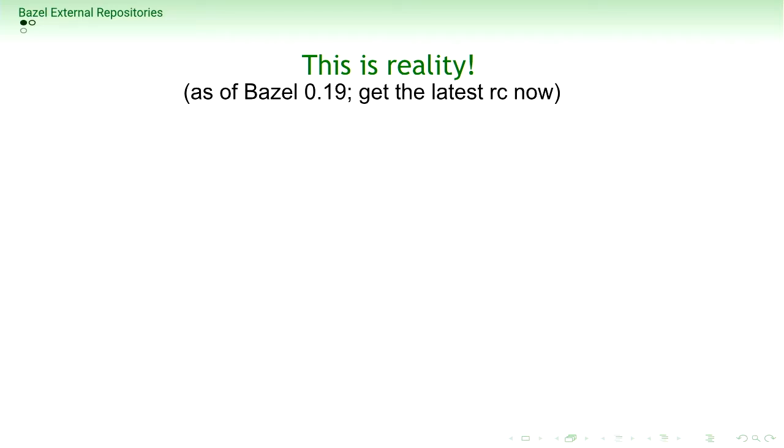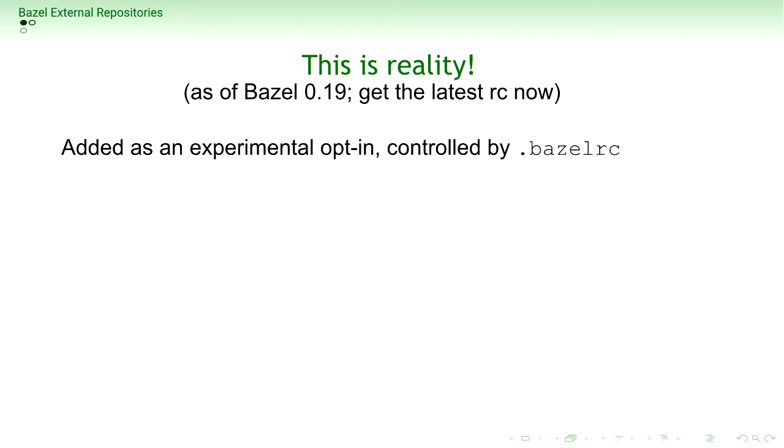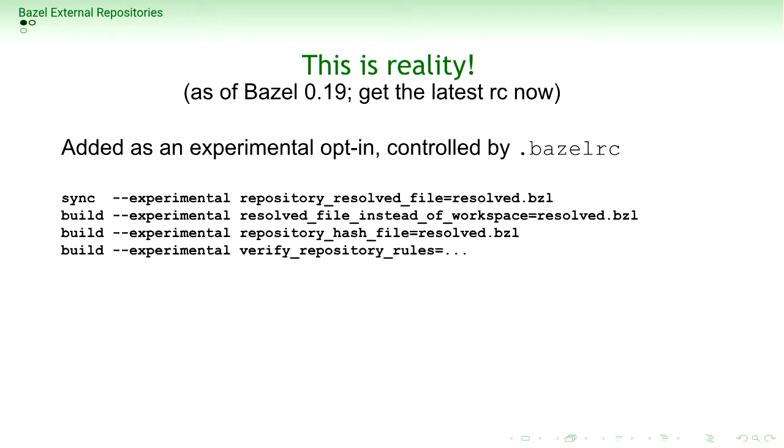And the good thing is that this is reality now. Well, as of Bazel 0.19, but you can already download the first RC. But don't worry, we haven't changed the evaluation mechanism of Bazel completely. It's fully opt-in, controlled by the RC file. So you just need to add some options. It looks more scary than it actually is. So there's one option telling Bazel, whenever you execute an external workspace rule, record the return value and the fact that you executed the rule in a file, and you name the file.